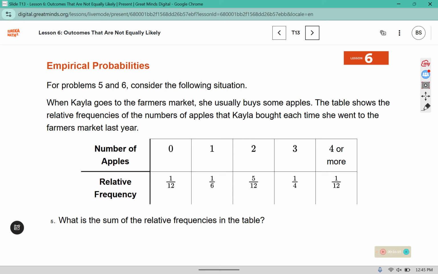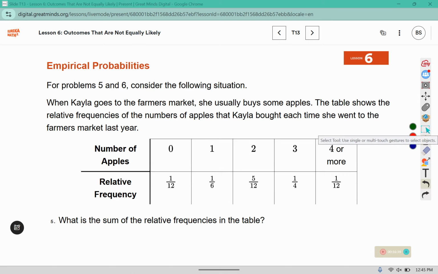For problems 5 and 6, consider the following situation. When Kayla goes to the farmer's market, she usually buys some apples. The table shows the relative frequencies of the numbers of apples that Kayla bought each time she went to the farmer's market last year. What is the sum of the relative frequencies in the table?